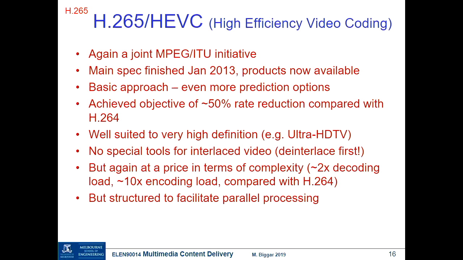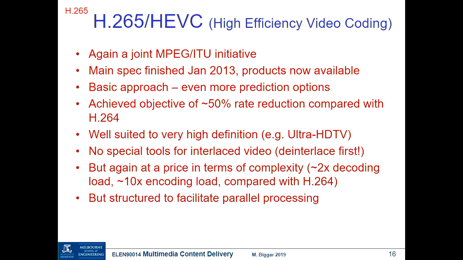H.265, the next generation after that, also called high efficiency video coding, is pretty much the most advanced one that is widely used today. Yet again, it was a joint MPEG ITU initiative. Even more prediction modes, even more complexity. It's particularly intended for very high definition, as we see this move towards ultra high definition TV. Interestingly, no special tools for interlaced video. So I guess as an industry, we're trying to get away from interlaced video. And the message here is, if you've got an interlaced signal, then de-interlace it first. We're not going to do anything special within the coder, just try to filter it and de-interlace it.